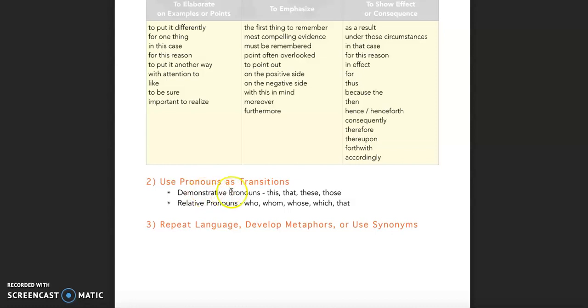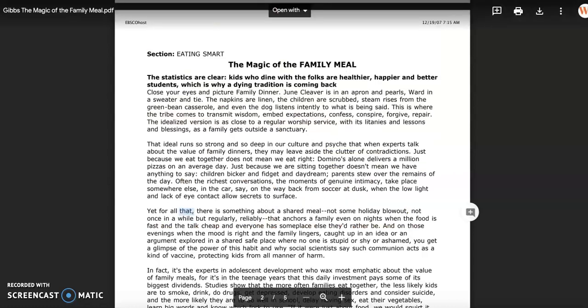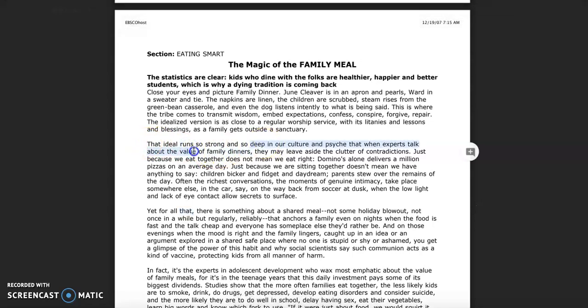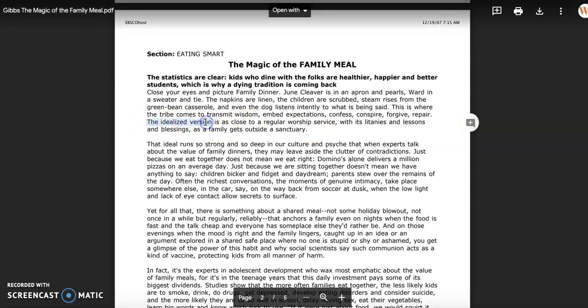So using those demonstrative pronouns: this, that, these, those. So what does that actually look like? That looks like something like this. So when we see Gibbs writing that ideal runs so strong. Sorry, I can't highlight the sentence. There we go. That ideal runs so strong. That ideal is referencing the previous paragraph. So that the idealized version, I'm trying to grab it, there it is.